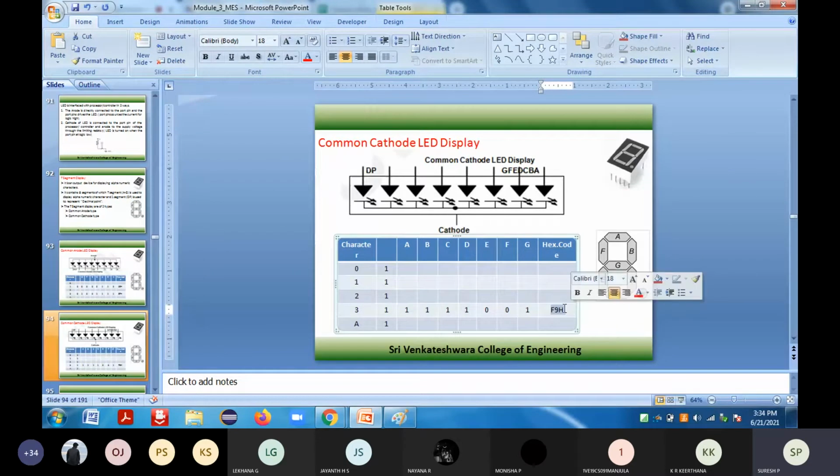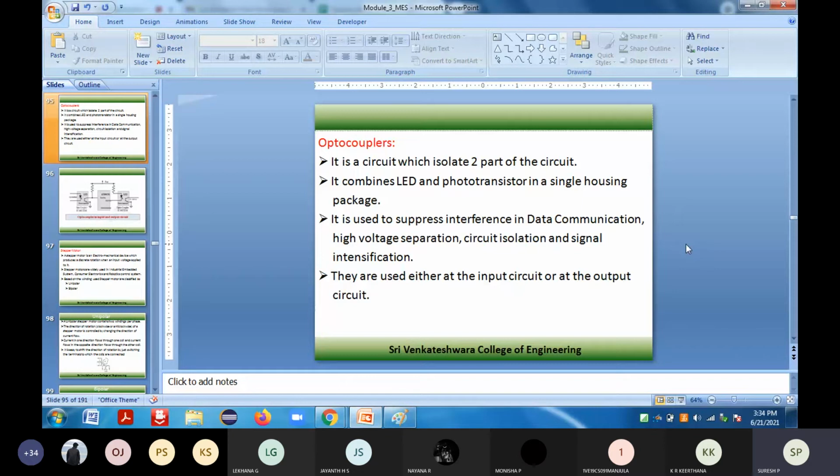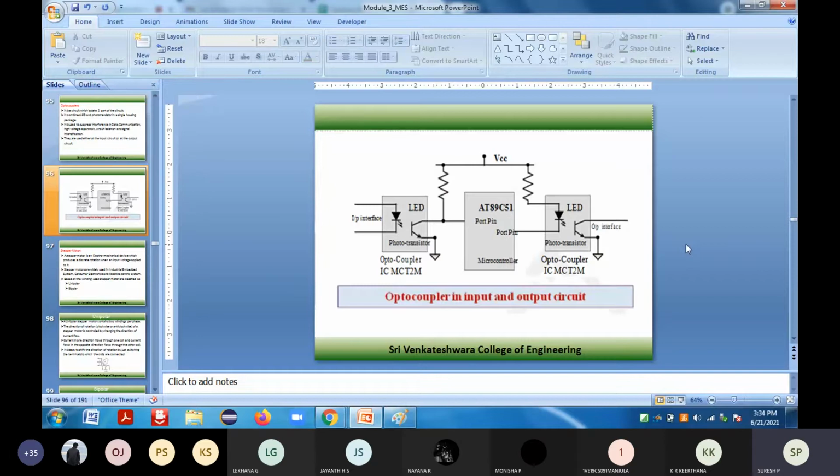Okay. So next, optocouplers. So there is a combination of LED and phototransistor. So this I'm going to skip, since you already know, you just go through it once. So next is stepper motor.